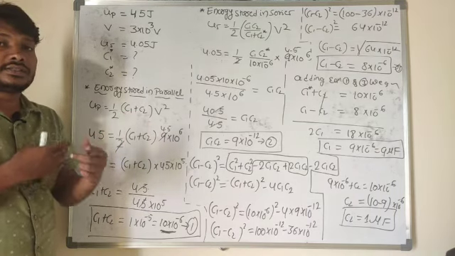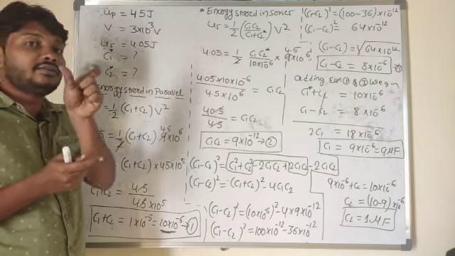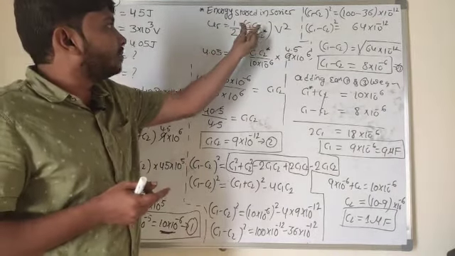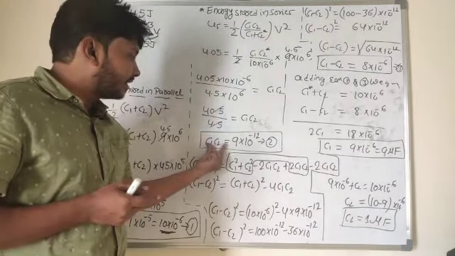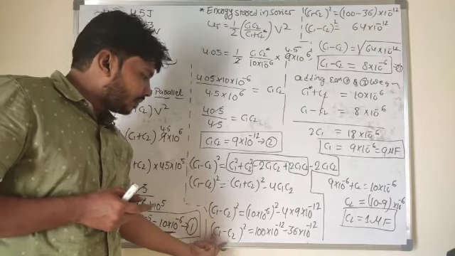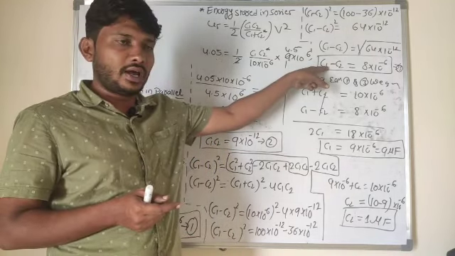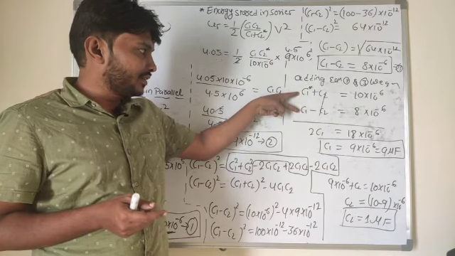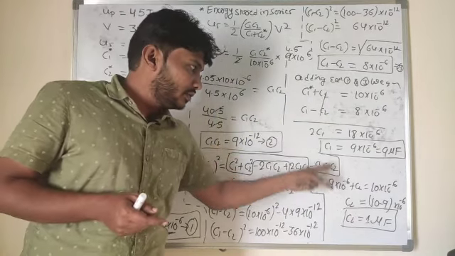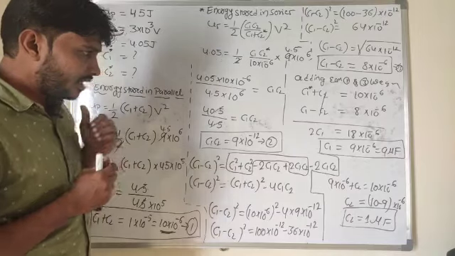In order to get C1 minus C2, I know that C1 into C2 form. From this equation I can find out C1 into C2. From the generalized formula I got that C1 minus C2 value. So if you know C1 plus C2 and C1 minus C2 value, the individual capacitance I need to get here.